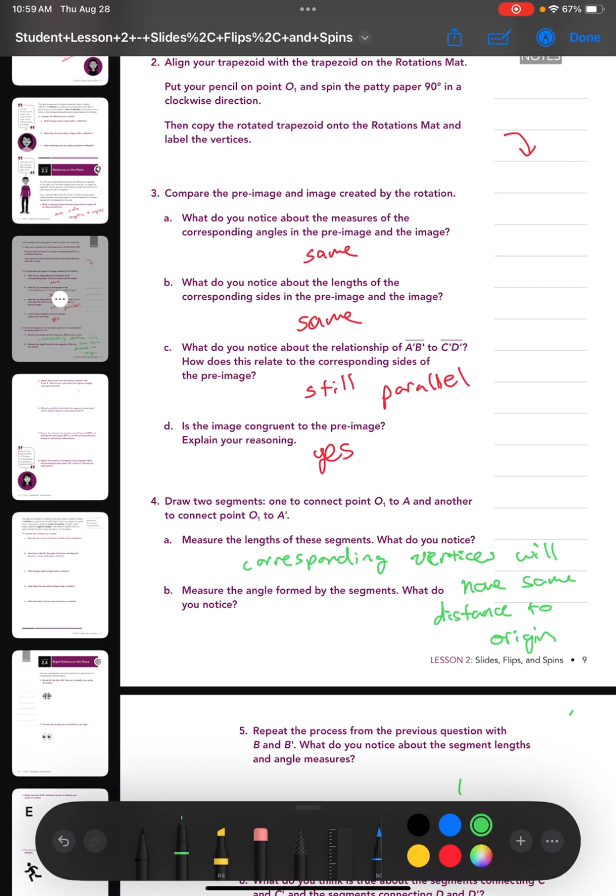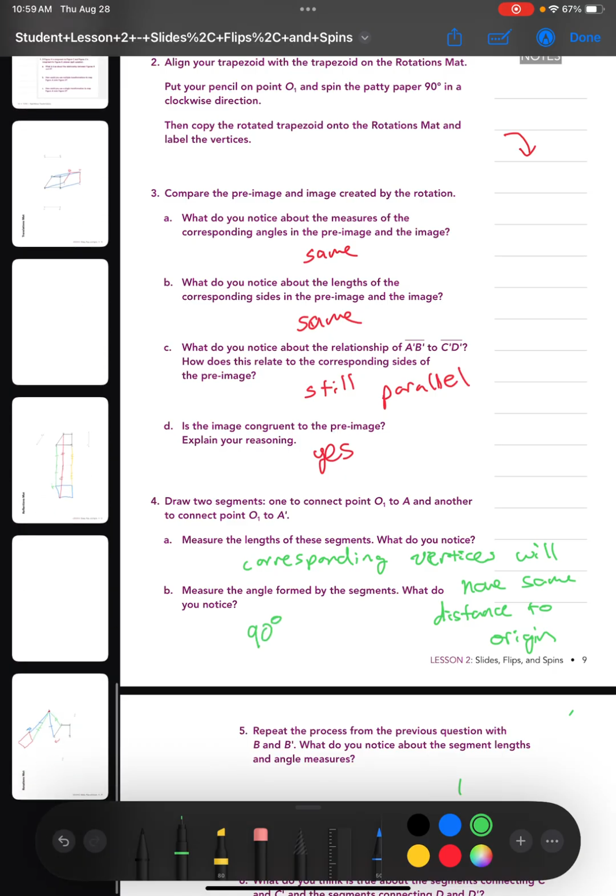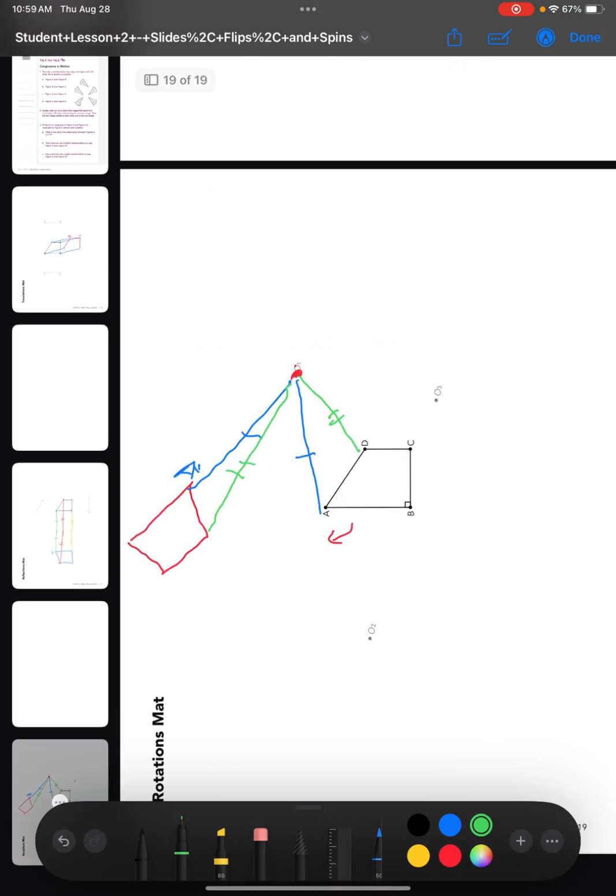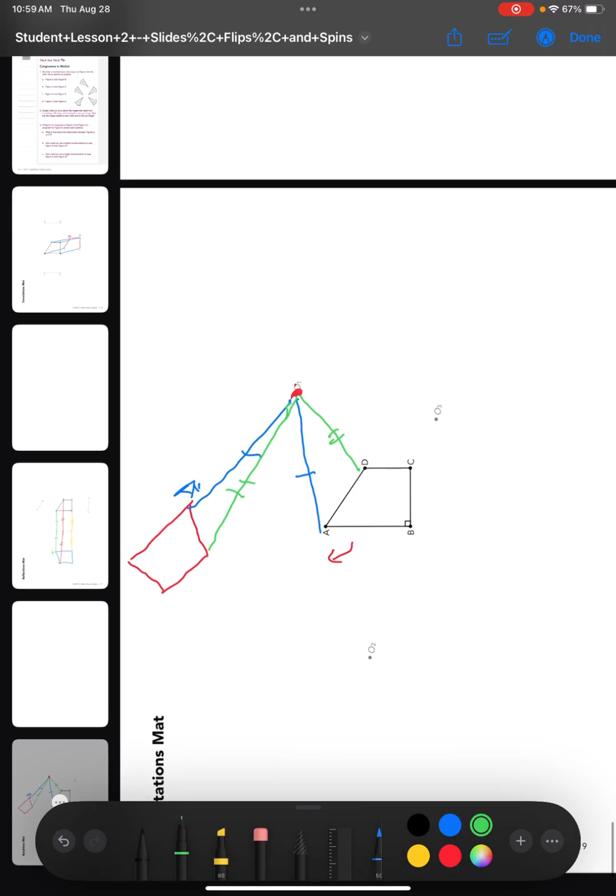Okay, the measure of the angle formed by the segments. What do we notice about that? Okay, if we rotated it exactly 90 degrees and you measure those line segments, it should measure 90 degrees. So again, in other words, if I go back here, we use green to match up these two line segments to the corresponding vertices. If we rotate it 90 degrees, it should be a 90-degree measurement.